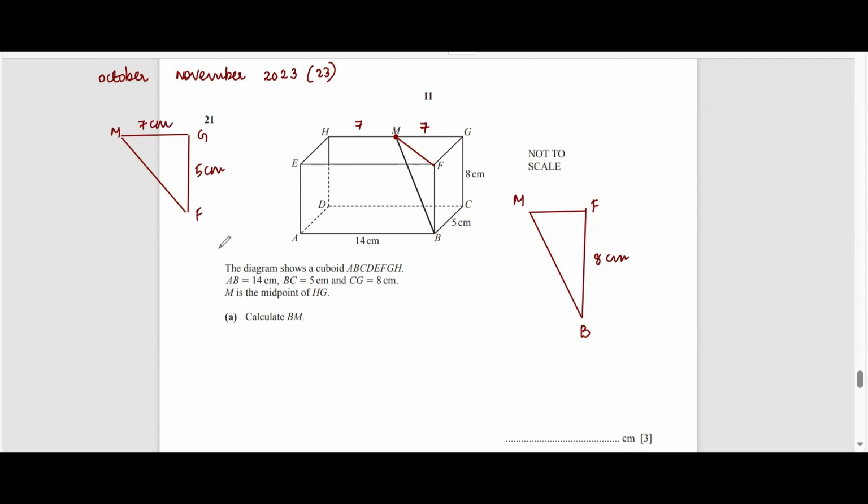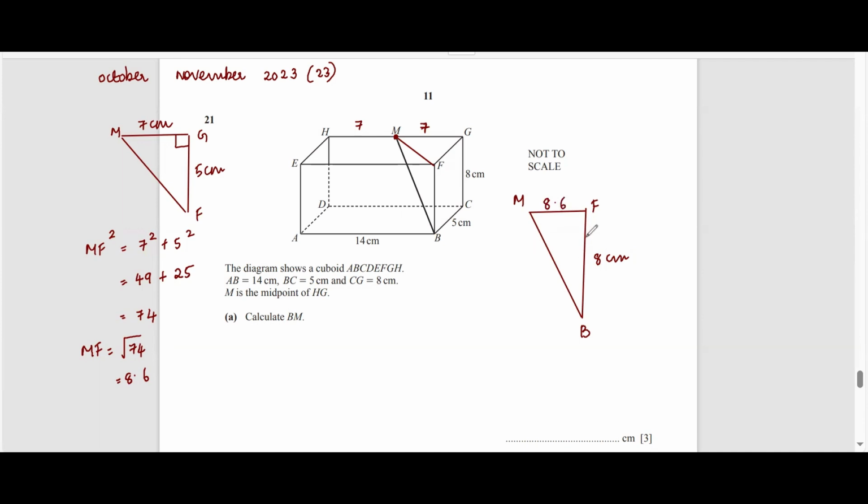Now, we can find out what MF is. We can use the Pythagoras theorem here. MF square is equals to 7 square plus 5 square. That is 49 plus 25. That is 74. So MF will be square root of 74, which is 8.6. So we got MF as 8.6.